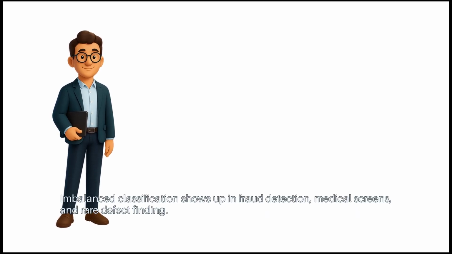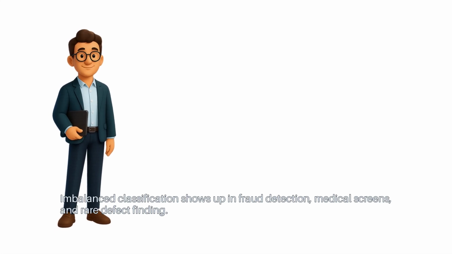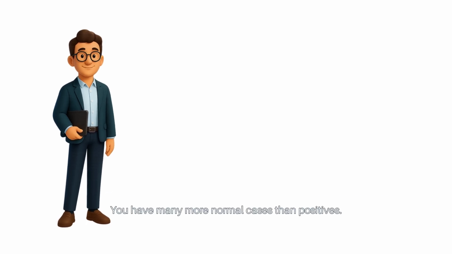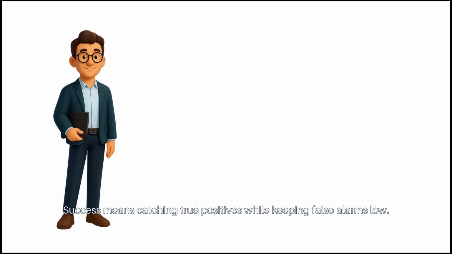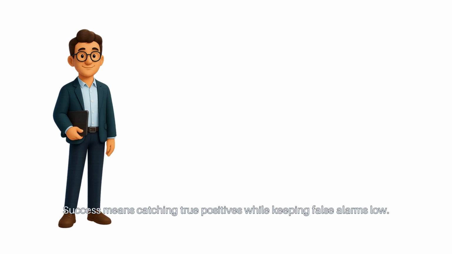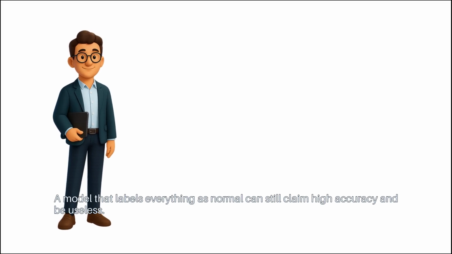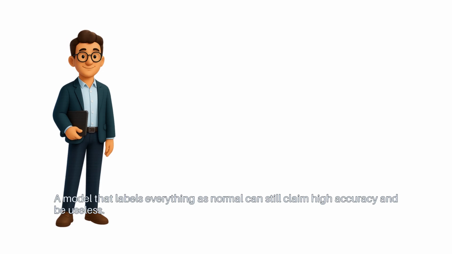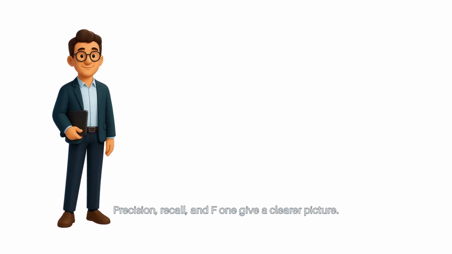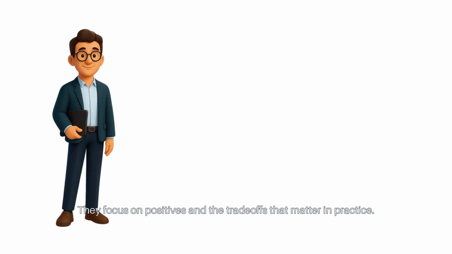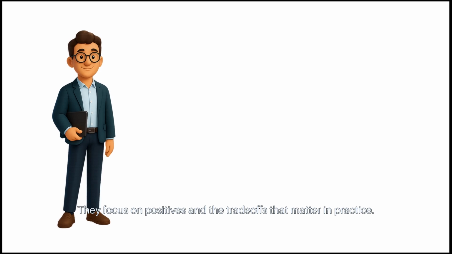Imbalanced classification shows up in fraud detection, medical screens, and rare defect finding. You have many more normal cases than positives. Success means catching true positives while keeping false alarms low. A model that labels everything as normal can still claim high accuracy and be useless. Precision, recall, and F1 give a clearer picture. They focus on positives and the trade-offs that matter in practice.